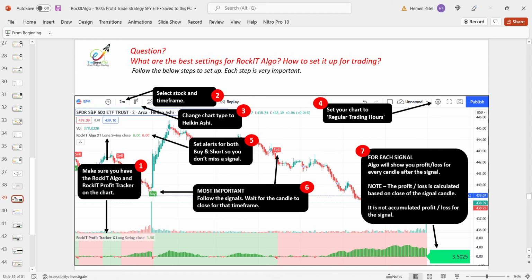Algo will show you profit loss for every candle after the signal. Remember, it's not accumulated, it's for every signal generated after. What is the profit loss? Green bar means it's profitable, red bar means that particular candle is in a loss within that signal. Red background means short, you're in a sell signal, and green background means you're in a long buy signal.